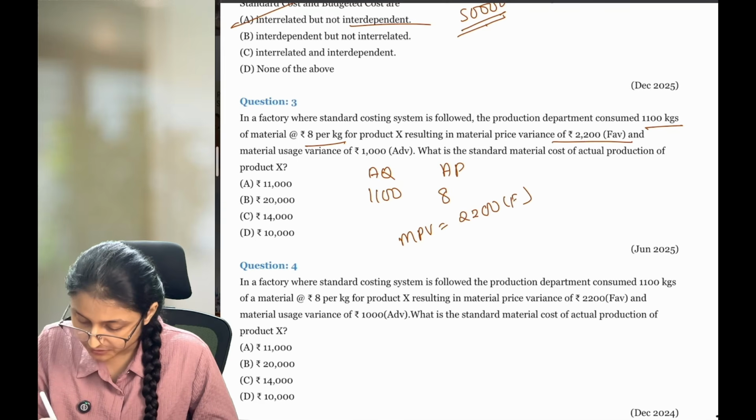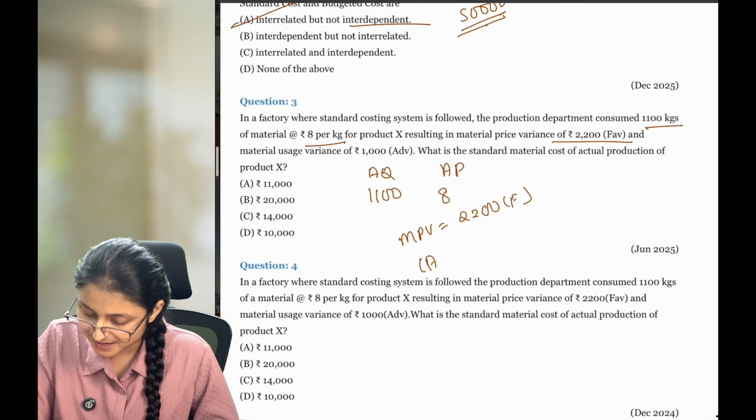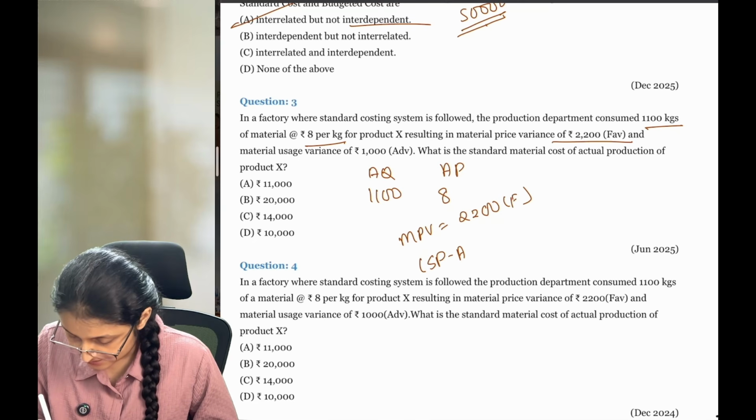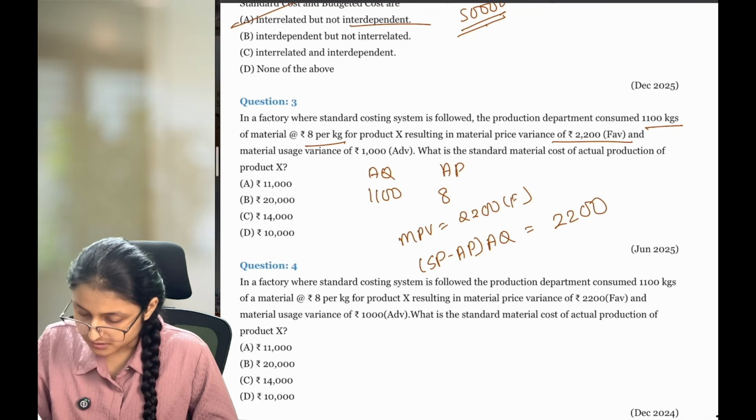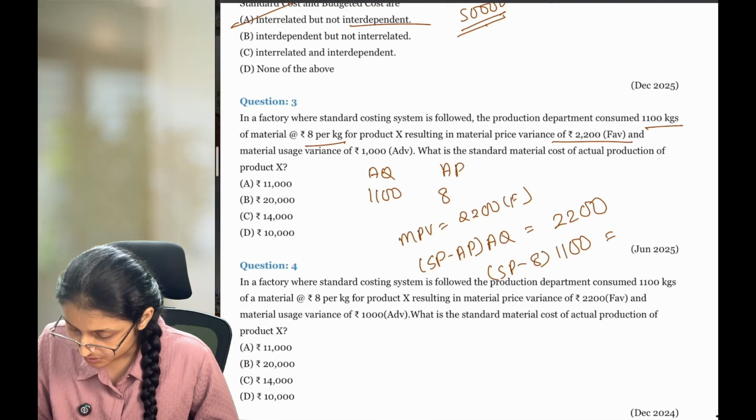Favorable. How to calculate price variance? Actual price minus standard price into... first though we write the standard price, right? Standard price minus actual price into actual quantity is 2,200. Standard price we don't know. Actual price is 8 into 1100 is equal to 2000 favorable.